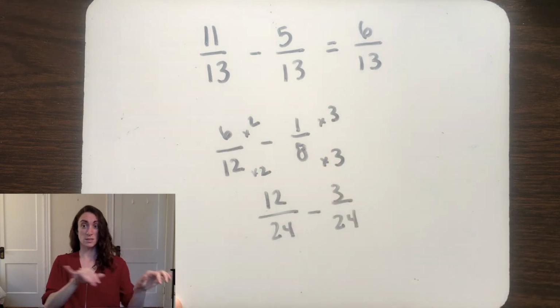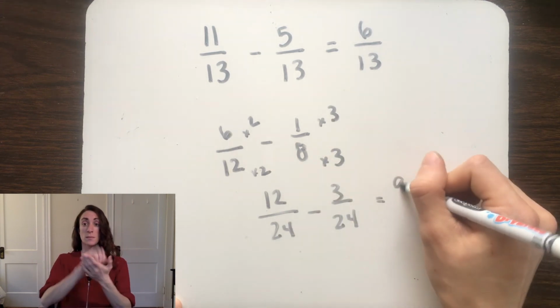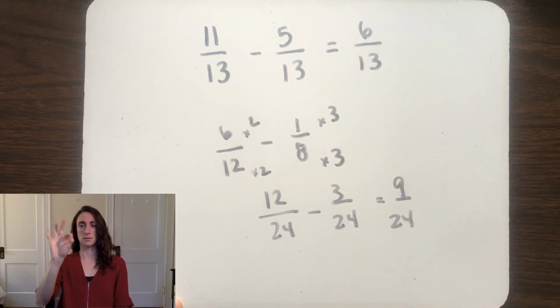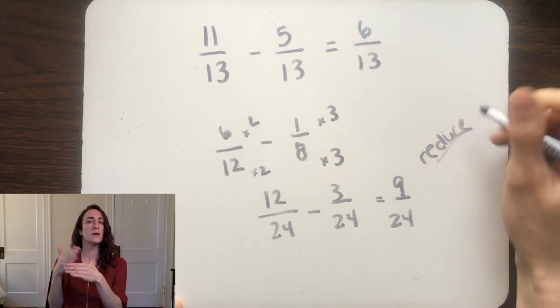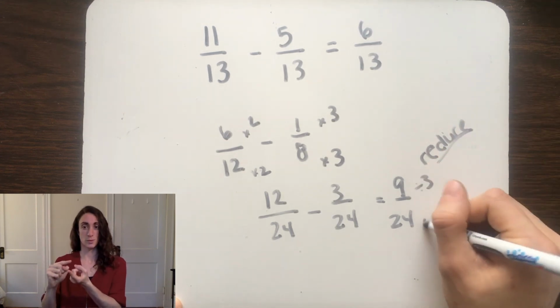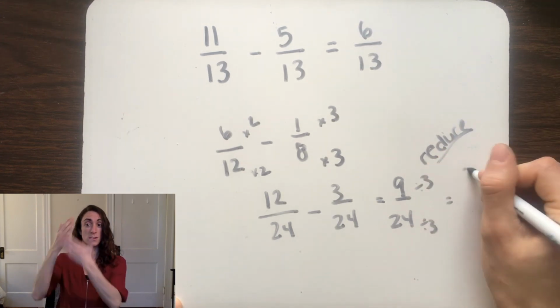Now that we've got that common denominator, we can go ahead and subtract the numerators. 12 minus 3 is 9, so we've got 9/24. And 9/24 can be reduced, since 9 and 24 have a common factor of 3. So if we divide numerator and denominator by 3, we're going to get 3/8.